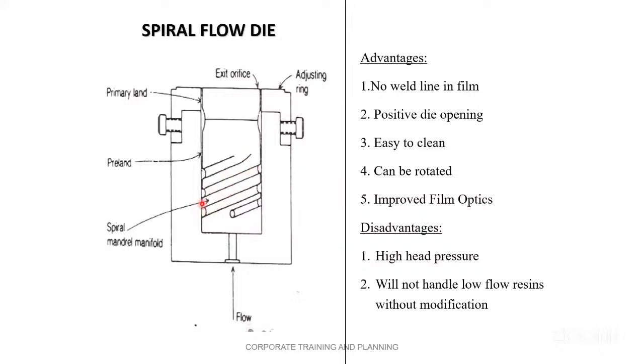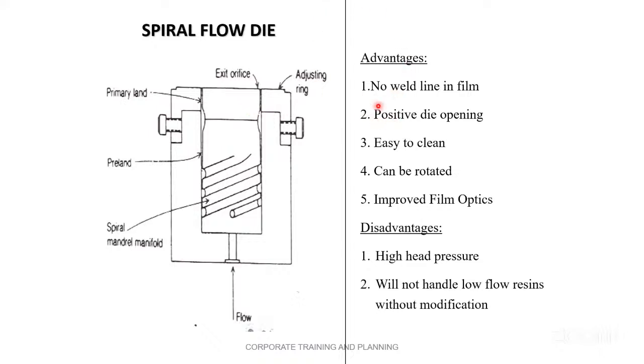Then this is the land. Land is provided to this. It's a very unique design for this die. The primary land is there, secondary land is there. Now, friend, then see the exit orifice. यहाँ से material आएगा. This is the adjusting ring. The ring can be adjusted here, and therefore you can adjust the thickness of the film.